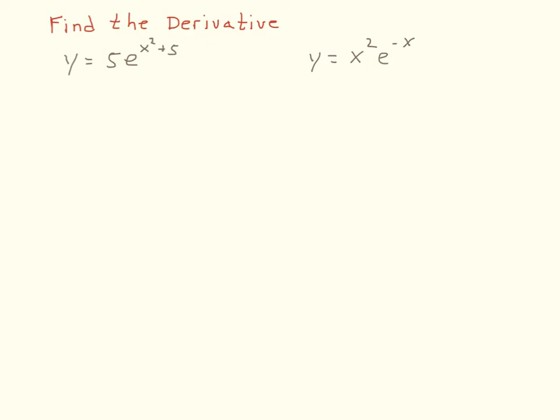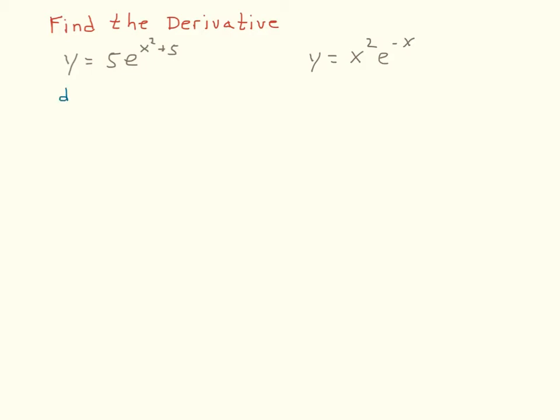In this case, we want to find the derivative of 5 times e to the x squared plus 5. Okay, what you have to remember here is that I need to apply the chain rule. And I know that when I take the derivative of e to the u, where u is the exponent, the answer is going to be the derivative of the exponent times the e to the u. So when I look at this particular problem, where I have y equals 5 e to the x squared plus 5, the x squared plus 5 is part of the exponent.